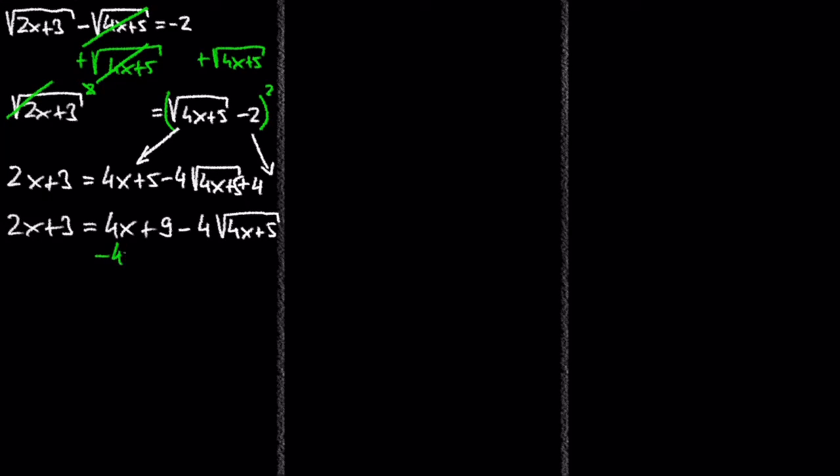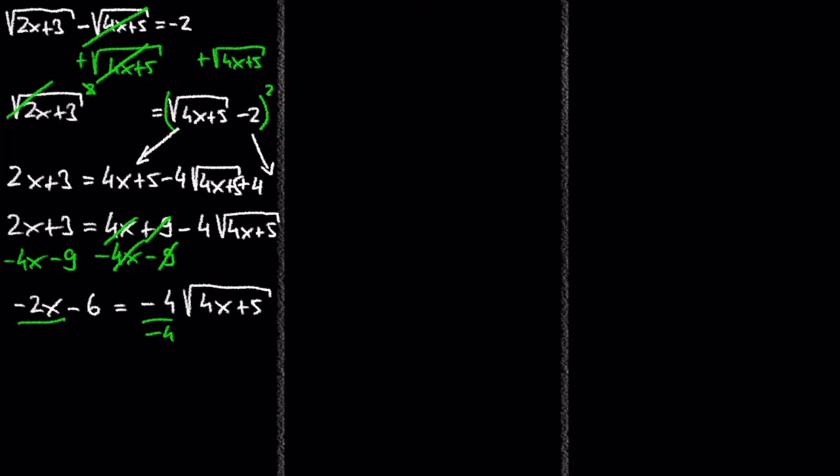And after subtracting 4x and 9 from both sides, we get negative 2x minus 6 equals negative 4 times the square root of 4x plus 5. We can isolate the root by dividing by negative 4. On the left-hand side, we get 1 over 2x plus 3 over 2. And on the right-hand side, we have the square root of 4x plus 5.